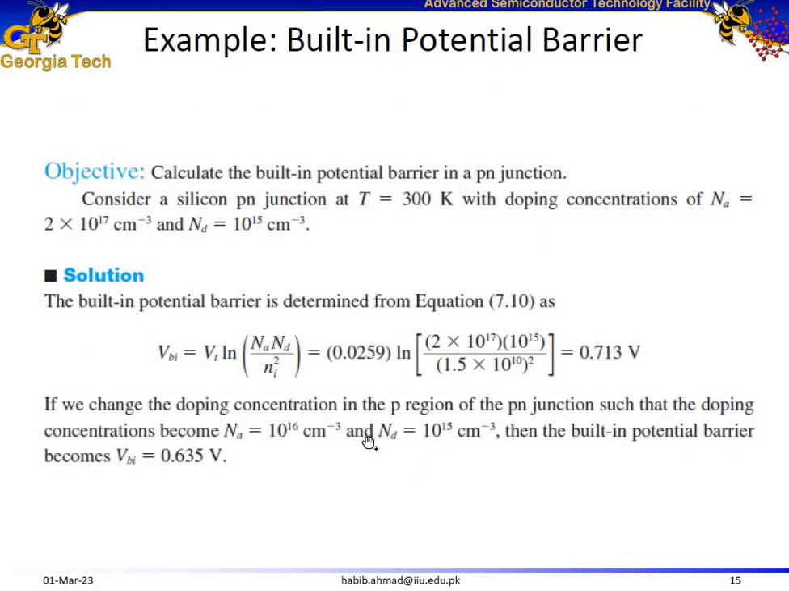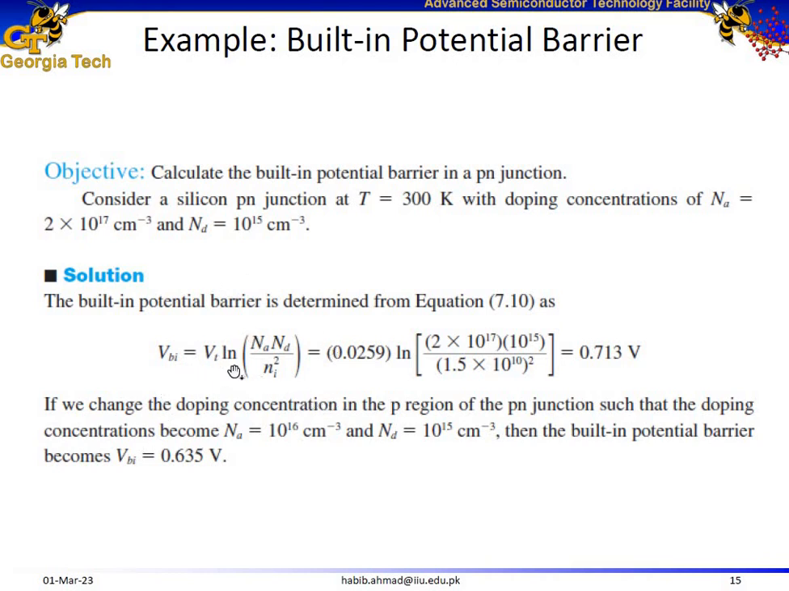Let us try to calculate Vbi with the help of an example, try to understand it. The question is, calculate the built-in potential in a PN junction. Consider a silicon PN junction at T equal to 300 Kelvin, which is basically the room temperature, with acceptor doping concentration of 2 × 10^17 per centimeter cube and donor concentration of 10^15 per centimeter cube. Now we are required to calculate the built-in potential.